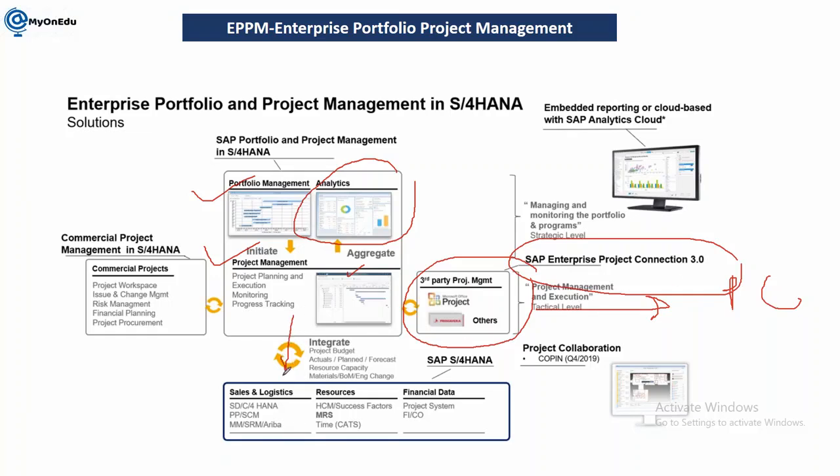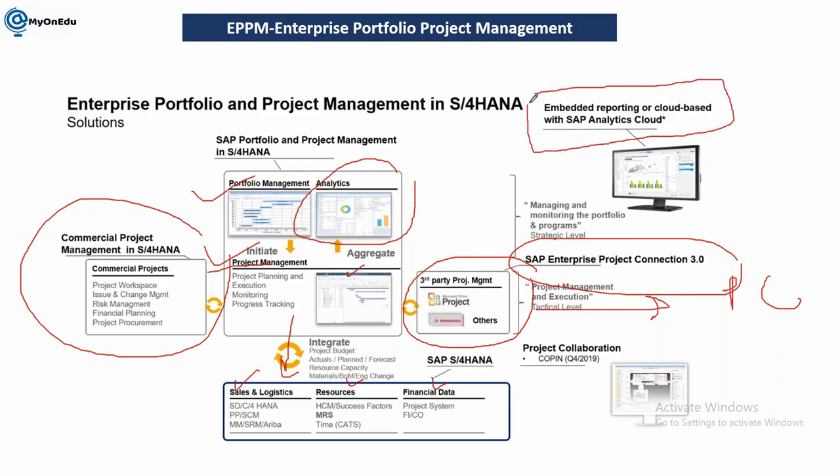We can integrate with the project system, which is integrated with different options like sales and logistics, resources, and financial data. On the other side, the CPM system can also be integrated here. Embedded reporting or cloud-based SAP Analytics Cloud is a separate option we have here. So everything comes here in one box.